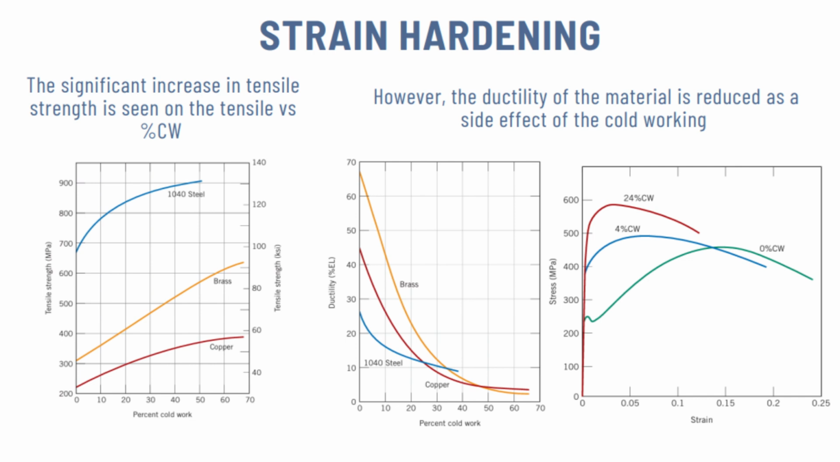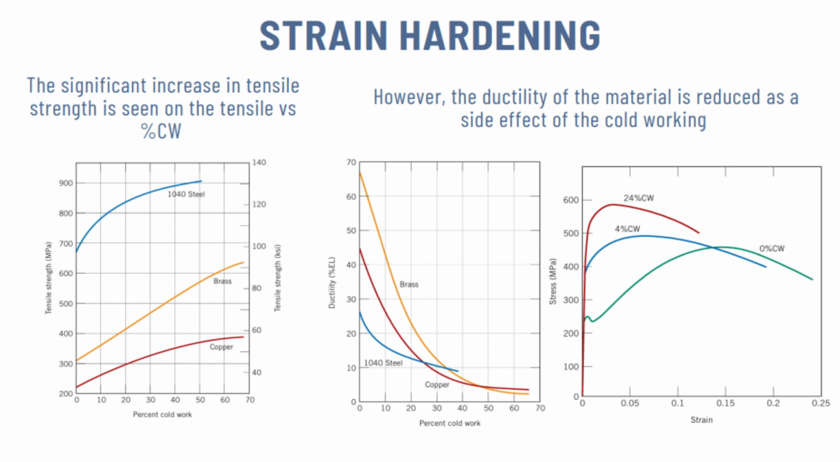The three graphs below show the rate at which cold work can increase the tensile strength of a material but also decrease the ductility of a material. For the first graph, notice that there is a significant increase in tensile strength of about 100 to 200 MPa for the materials 1040 steel, brass and copper. So according to the percentage of cold work done on the material, we can increase the strength of metals by much.